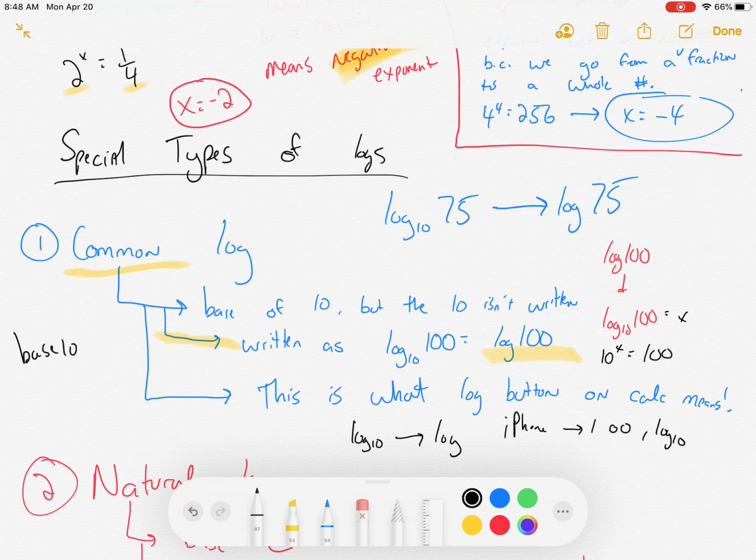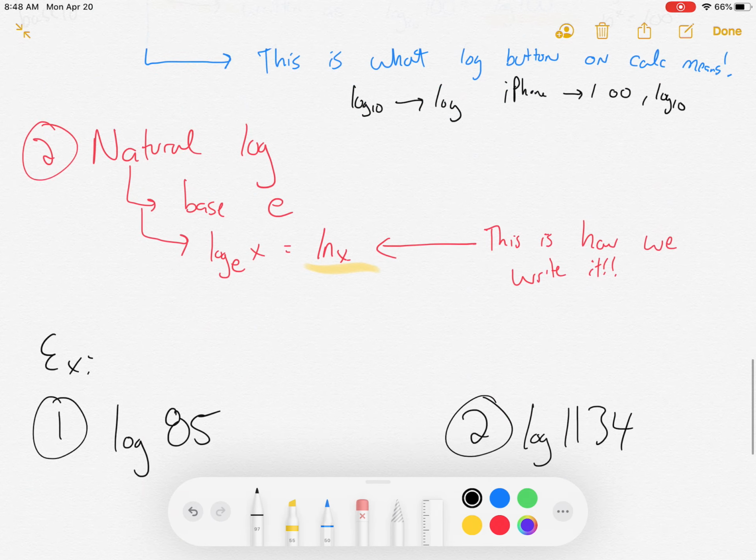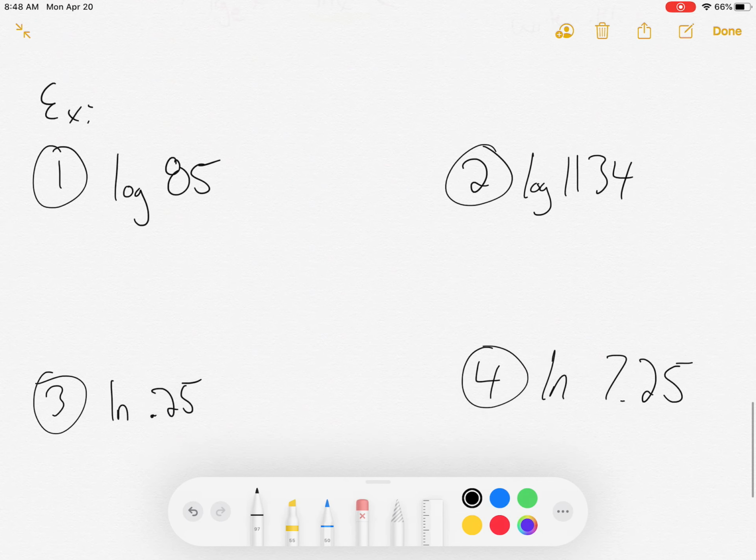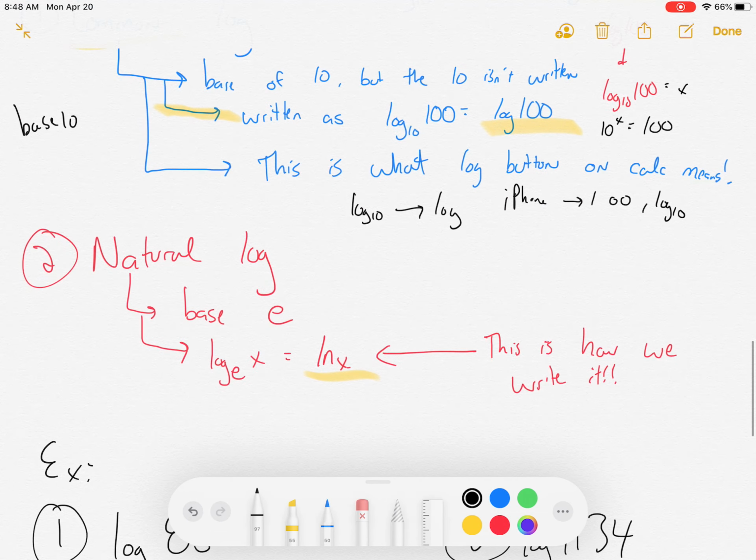Okay, that's one special type of log. That's the common log. Again, a common log is base 10. It doesn't say that it's base 10, but it is base 10. The next one, this one's weird. This one is the natural log.